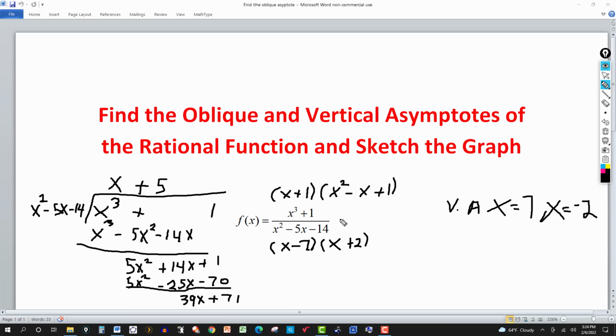So basically then, what we have here is that x cubed plus 1 divided by x squared minus 5x minus 14 is actually equal to the quotient x plus 5, plus the remainder, which is 39x plus 71, divided by the divisor, which is x squared minus 5x minus 14.